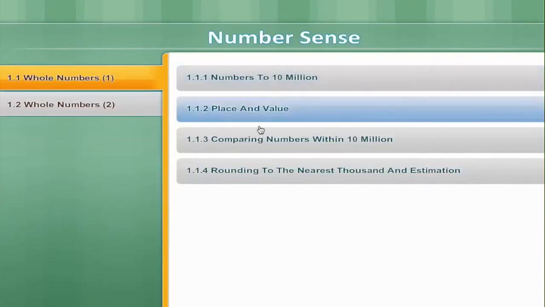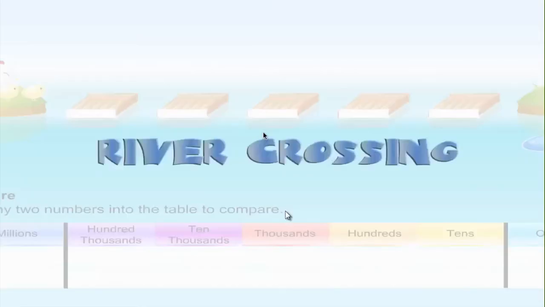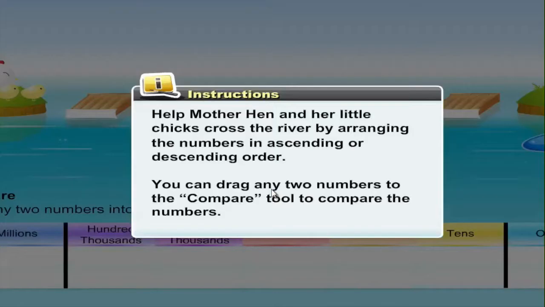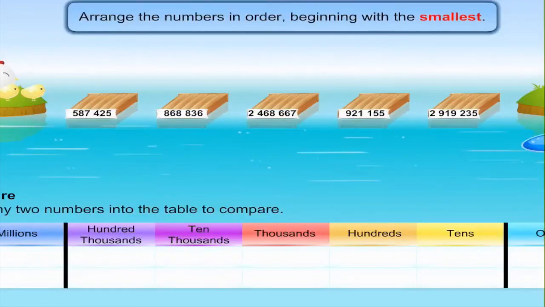So let's say your student is working on comparing numbers within 10 million. River crossing. Help Mother Hen and her little chicks cross the river by arranging the numbers in ascending or descending order. You can drag any two numbers to the Compare tool to compare the numbers. Arrange the numbers in order, beginning with the smallest.